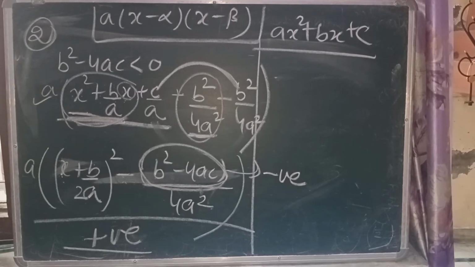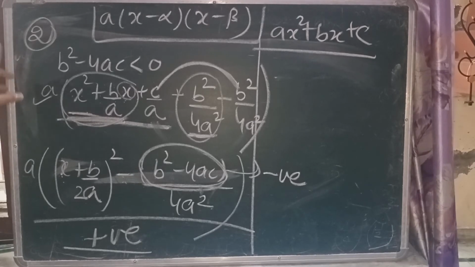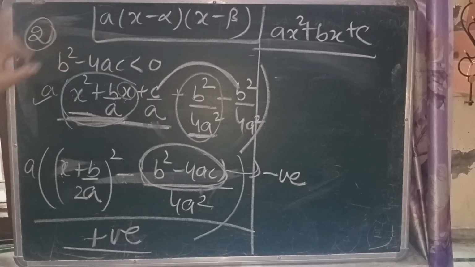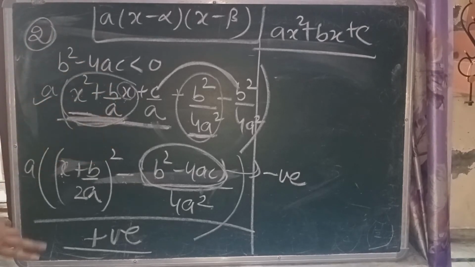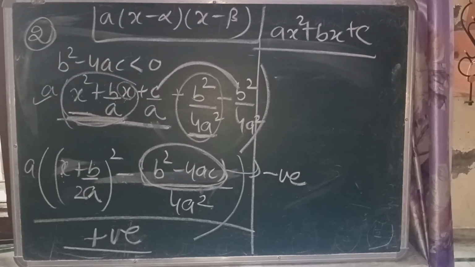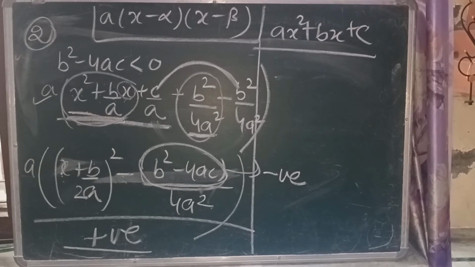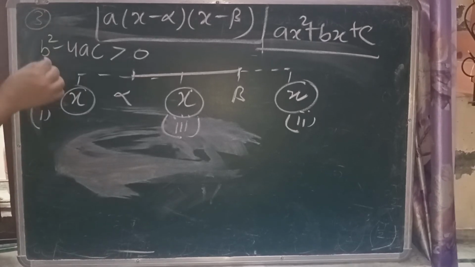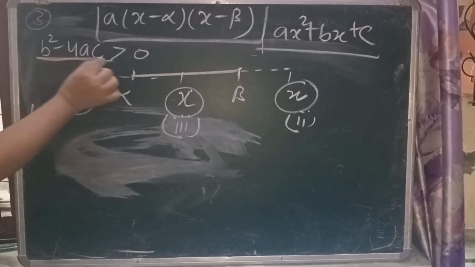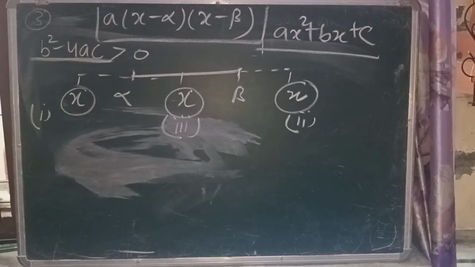The first condition was when b square minus 4ac is equal to 0. In that condition also the expression was completely positive. Here also, when b square minus 4ac is less than 0, we can say that the expression will always be positive. Now let us study the third case. The third case is when b square minus 4ac, the discriminant, is greater than 0.